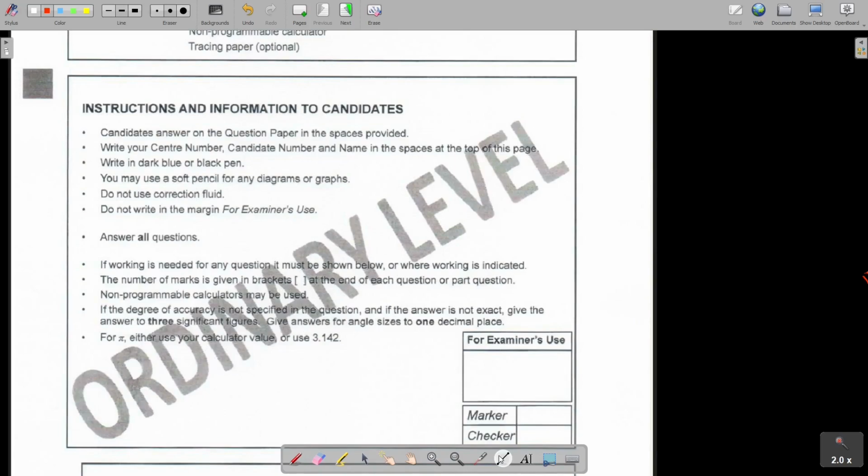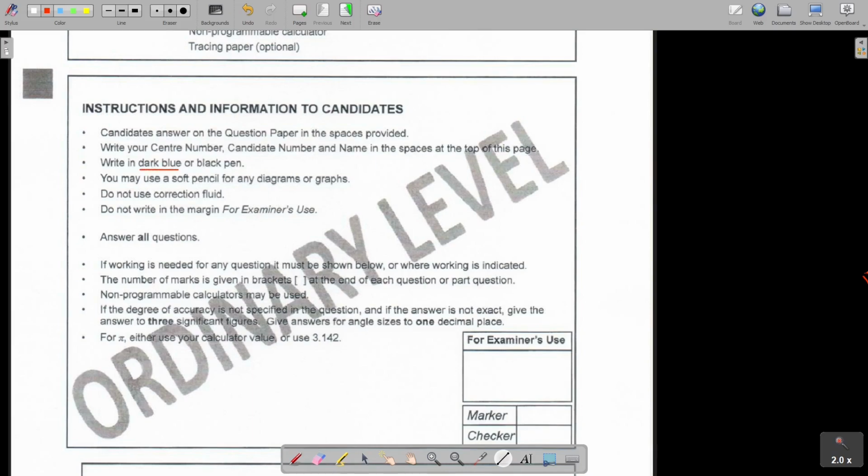Candidates answer on the question paper in the spaces provided. Please, you cannot ask for extra paper and write on the extra paper and then copy your work onto this question paper. Please don't do that. Everything must be on this question paper. So write your centre number, candidate number, and name in the spaces at the top of this page.